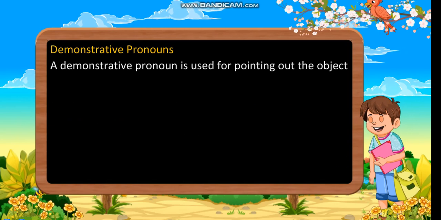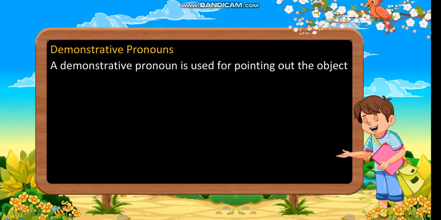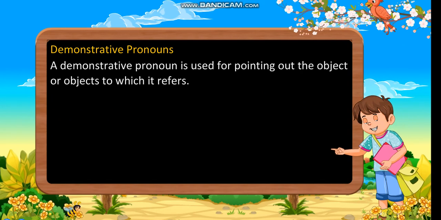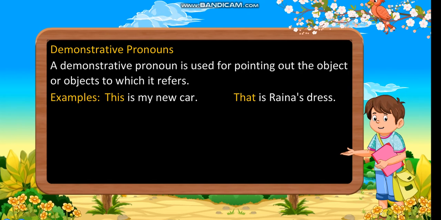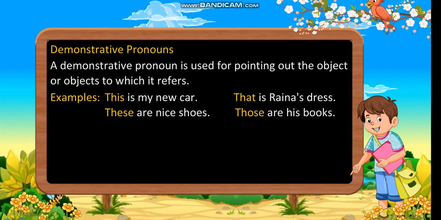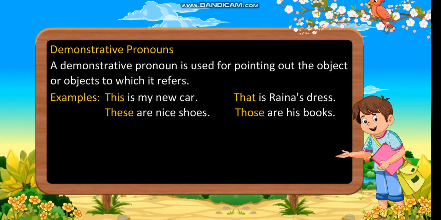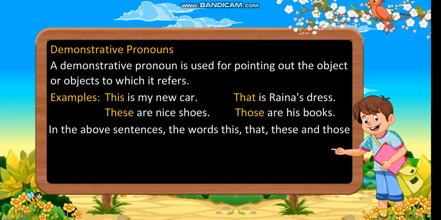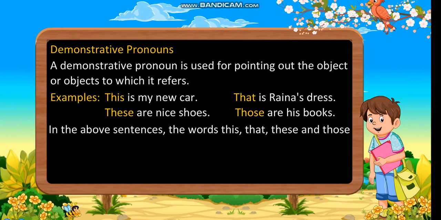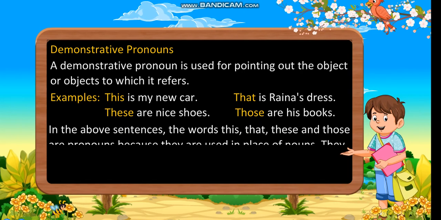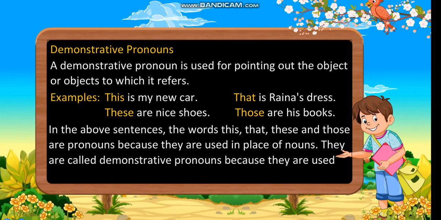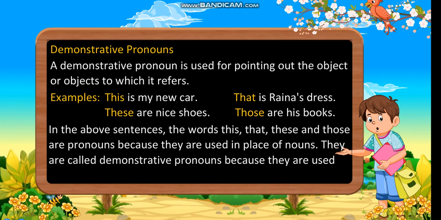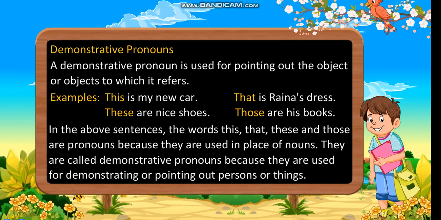Demonstrative pronouns. A demonstrative pronoun is used for pointing out the object or objects to which it refers. Examples: This is my new car. That is Rena's dress. These are nice shoes. Those are his books. In the above sentences, the words this, that, these, and those are pronouns because they are used in place of nouns. They are called demonstrative pronouns because they are used for demonstrating or pointing out persons or things.